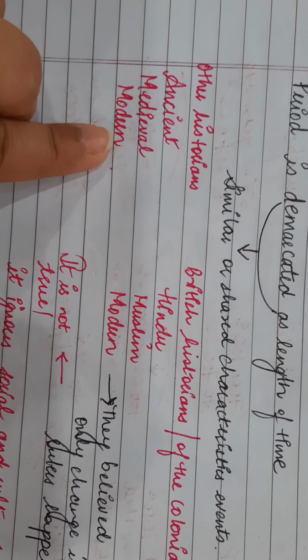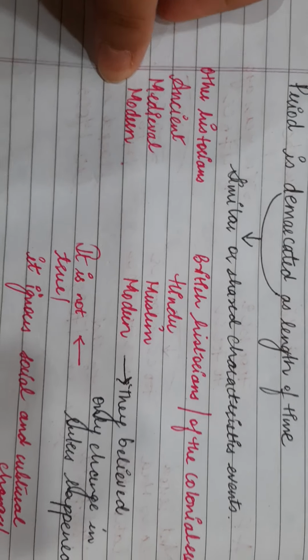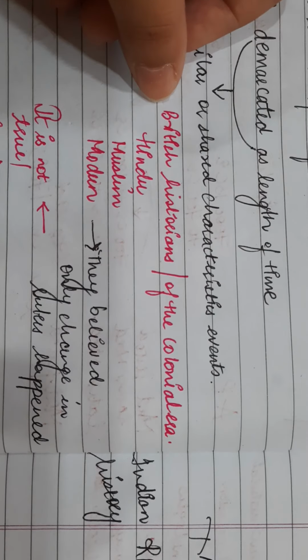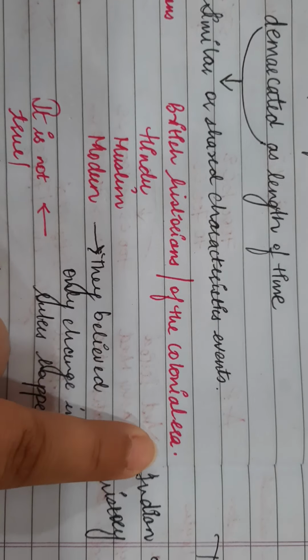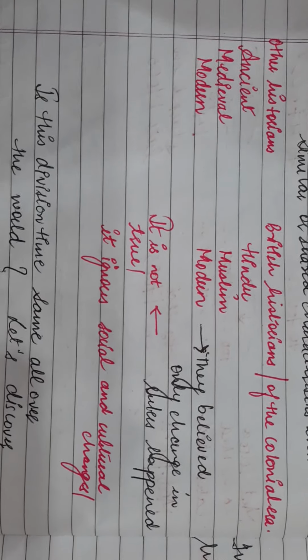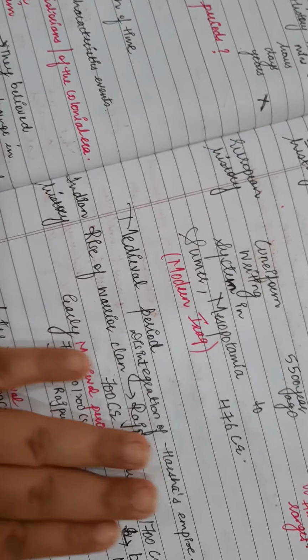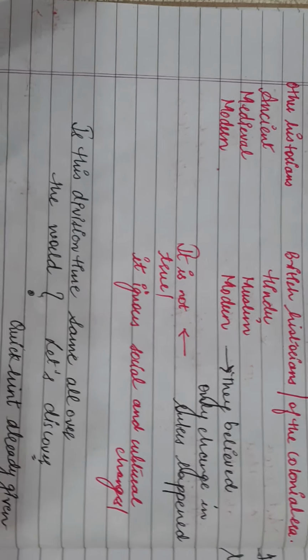Just after that, historians simply consider these periods as ancient, medieval, and modern. But the British historians of the colonial era considered it as Hindu, Muslim, and modern period. They believed that this is the only change which has happened. But that's not true. There were many other changes which we'll be studying further here in the notes, that is, what the changes were in all these periods in India.